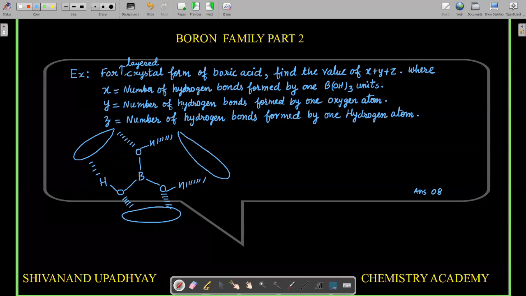Now we'll find out what the questions are asking. The number of hydrogen bonds formed by one boric acid molecule. So the value of x we know, what value of x is coming? 6. One molecule is forming 6 hydrogen bonds, x is equal to 6. Number of hydrogen bonds formed by one oxygen atom. How many hydrogen bonds is one oxygen atom forming? Only one hydrogen, two normal bonds and one hydrogen bond. So y value is equal to 1.